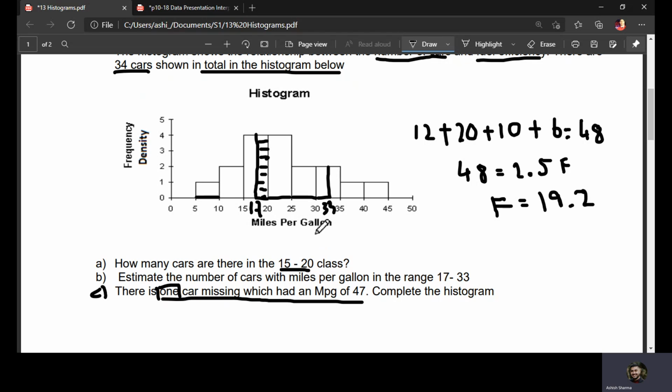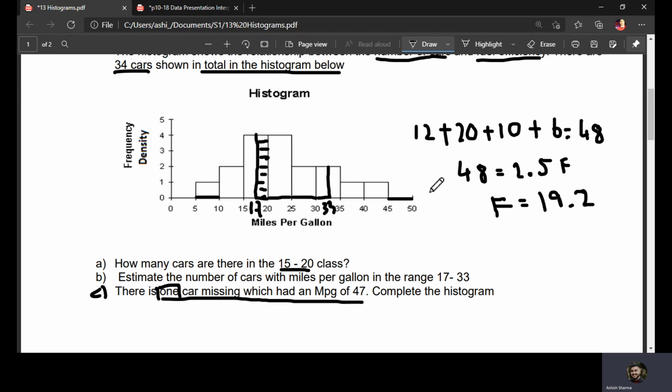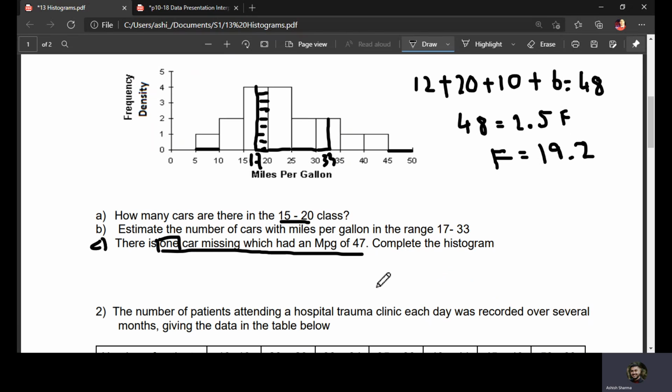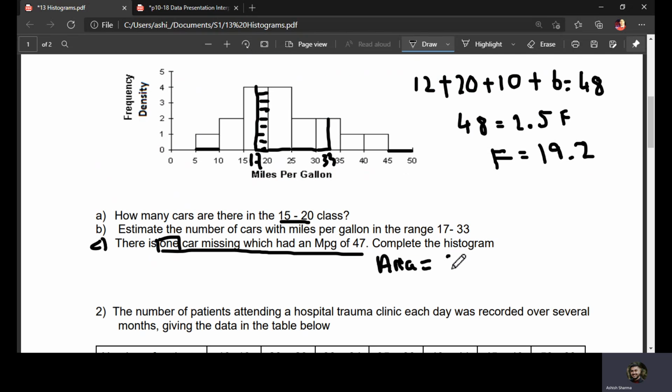It's 1. Now we've got to construct this bar, and we've got to bear in mind that its frequency is 1 and the class width is 5. So let's just think about this carefully. If I had to think about it in a bit more detail, what would the area be? Remember, the area is equal to K times F. So it will be 2.5, which is our K, times the frequency. There's only one car in the interval. So what we've got to do is construct a bar which has an area of 2.5.